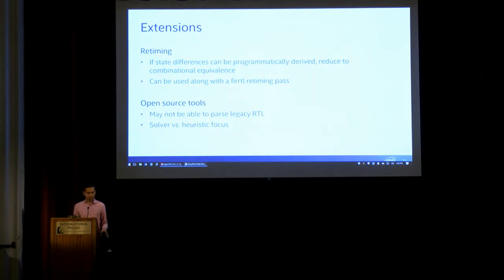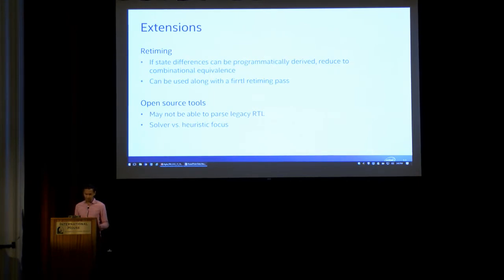So those were 2 simple examples, and then 2 simple extensions. One is retiming. Retiming is a programmatic way of getting state differences between your original design and your derived design. Most of the commercial tools out there have support for it. So you can just say, I am retiming my design this way, and then that will be reduced to a combinational equivalence problem. It will be fast. As one of my co-authors, Steve, alluded to earlier, we do have a retiming pass that we can use alongside this kind of equivalence checking.